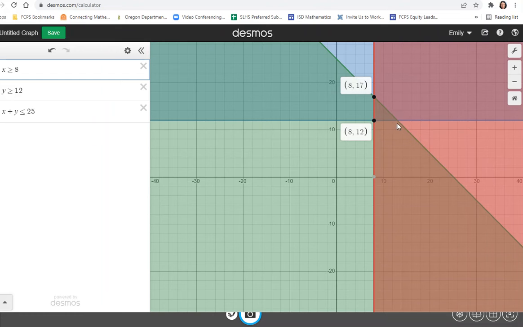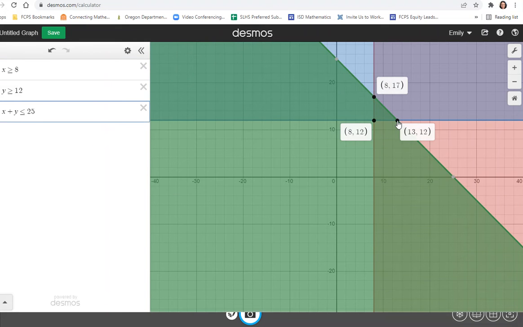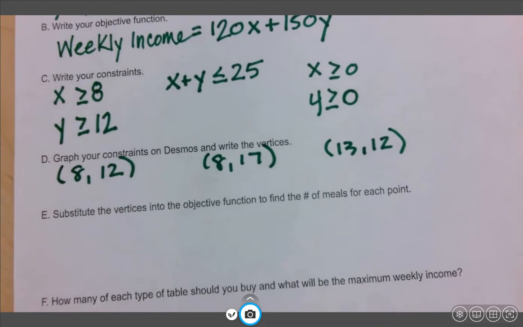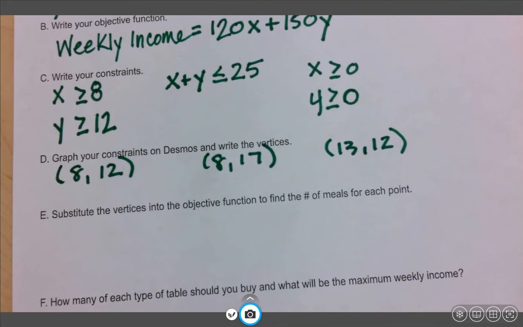So we need to write down the vertices of the triangle. If you already did it, that's great. If you didn't, we're writing these for step D. So I've got 8, 12, 8, 17, and 13, 12. So those are the corners of our triangle. So stay with us here.